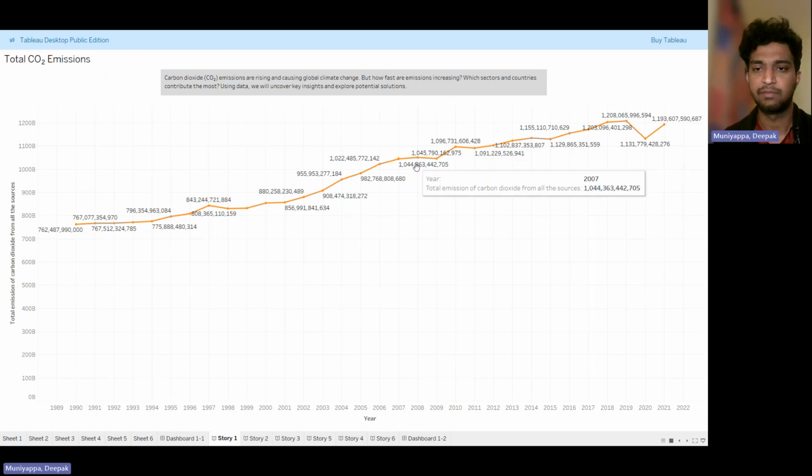Even with growing awareness and climate agreements like the Paris Accord, emissions have continued to rise. This tells us that the current measures are not enough to curb the growth of carbon dioxide emissions. But to truly understand this problem, we need to dive in deeper.